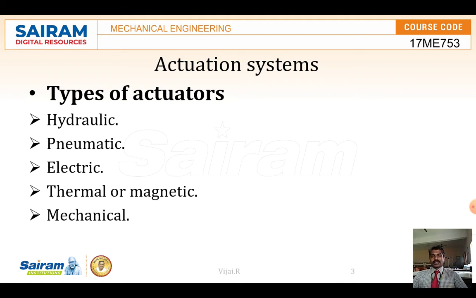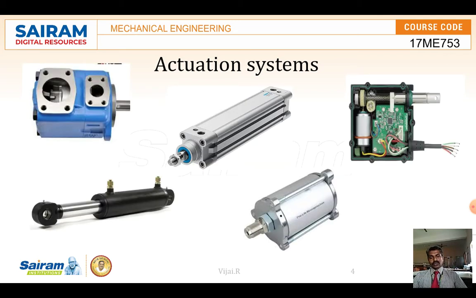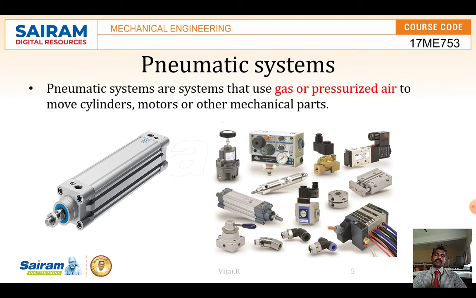So there are some types of actuation systems: hydraulic, pneumatic, electrical and mechanical actuators. Here we can see some actuators which are used in industries: a cylinder, a hydraulic actuator, a pneumatic actuator, and electrical actuators. The components inside work based on the medium we use. If you use hydraulic oil, it's a hydraulic system. If you use air, it is called a pneumatic system. And if you use only electricity, it is an electrical system, or a magnetic system.